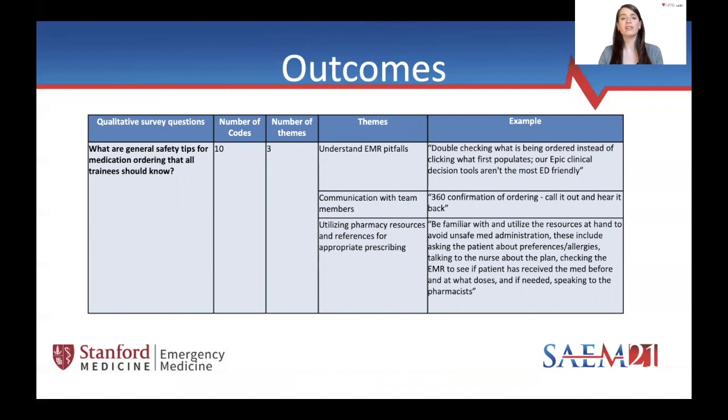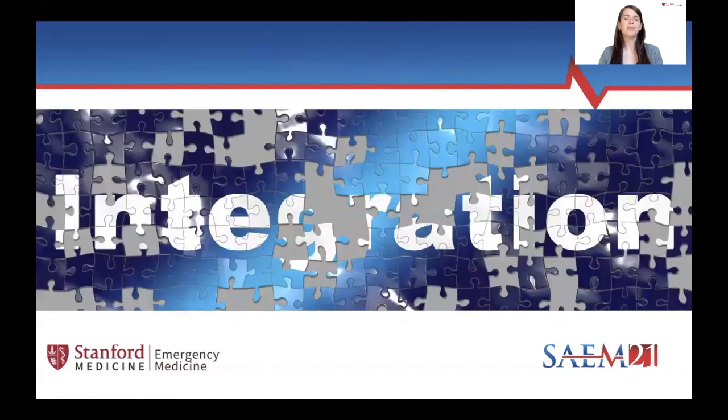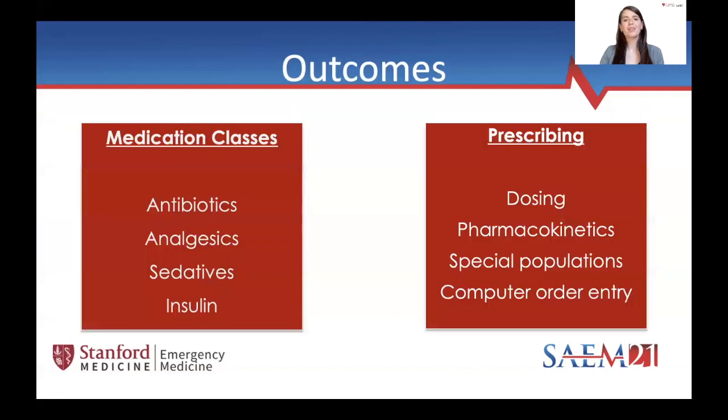Overall, qualitative analysis revealed the need to optimize computer order entry, understand the scope of critical medications, utilize references appropriately, and know when to consult the ED pharmacist. The last step involved integration of data from all sources. Integration of the qualitative and quantitative responses on the survey with the database information demonstrated a few common topics.